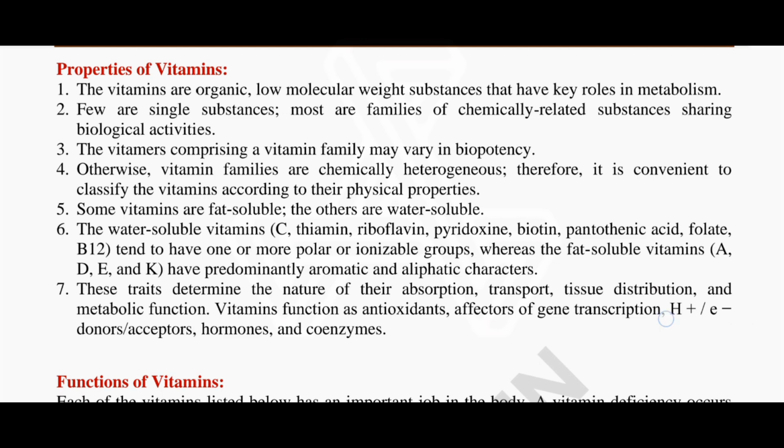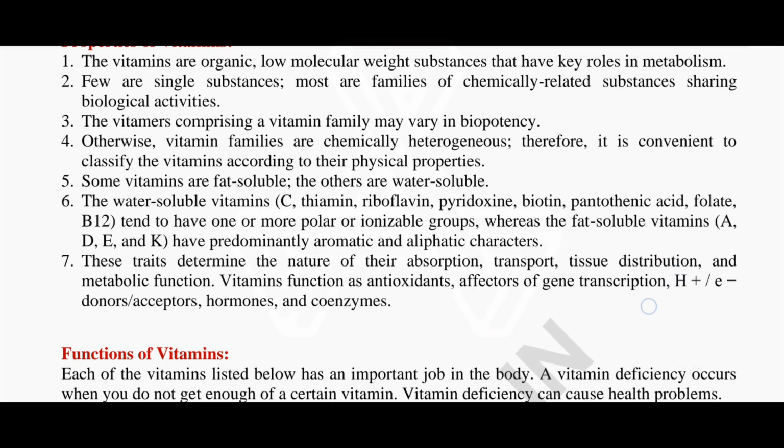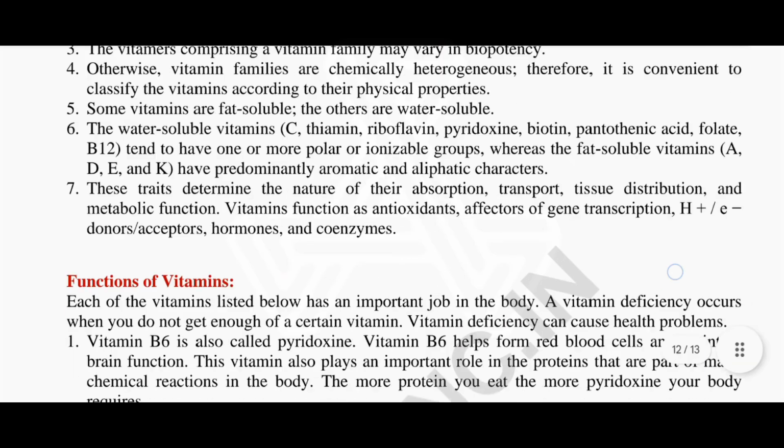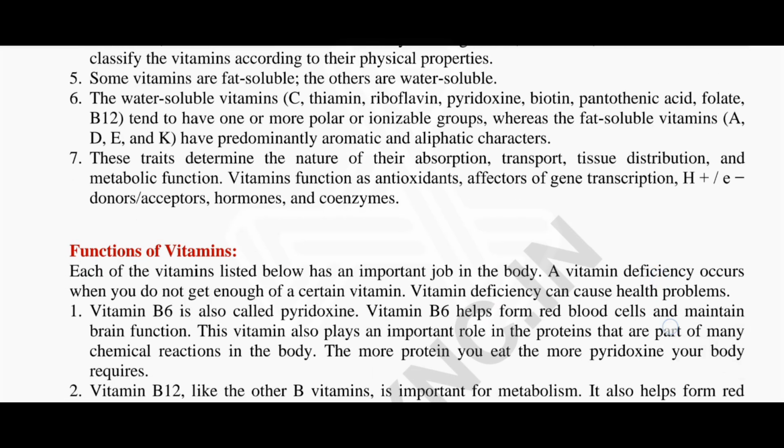Some vitamins are fat-soluble, the others are water-soluble. The water-soluble vitamins are C, thiamine, riboflavin, pyridoxine, biotin, pantothenic acid, folate, and B12. They tend to have one or more polar or ionized groups, whereas fat-soluble vitamins A, D, E, and K have predominantly aromatic and aliphatic characters. These traits determine the nature of their absorption, transport, tissue distribution, and metabolic function.